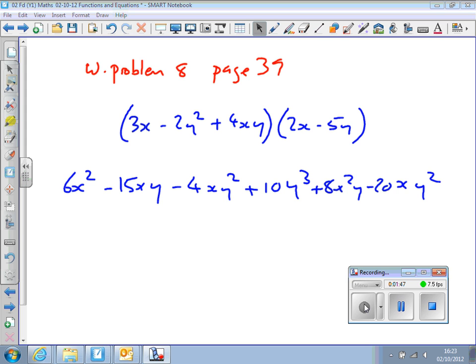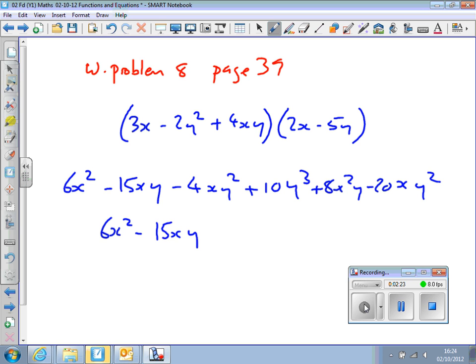Now it's a case of looking at it and collecting like terms. Have I got any more x squareds? No. So it's just 6x squared. Have I got any x squared y? So it's got to be just x squared. Only x squared. Nothing not including x squared, but only x squared. Same one, it's got to be exactly xy. Have I got any other terms that is exactly xy? No, so minus 15xy.